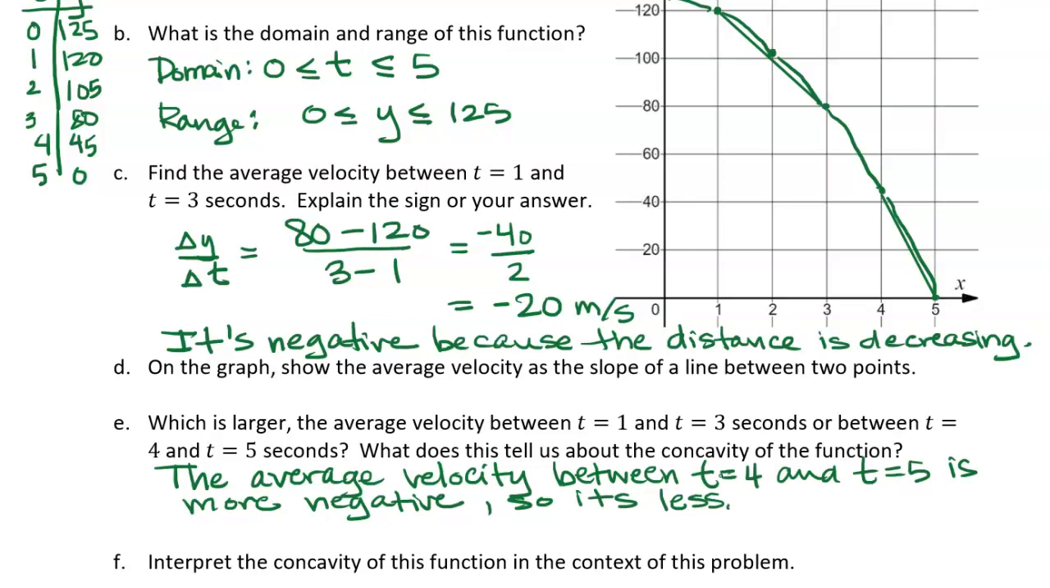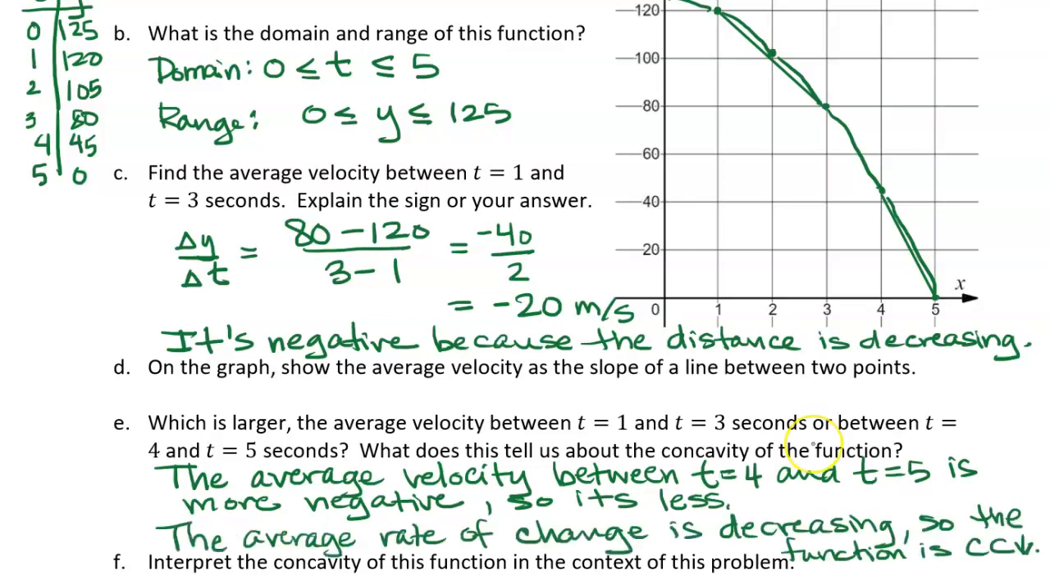It's less negative, so it's larger. So technically, it's larger. Because the average rate of change is decreasing as time goes forward, the graph is concave down, which is what you can see from the graph, right? You can see that it's curved in a downward direction. It's like the right half of an upside down U. So you can see that from the graph, but you can also see it from the fact that the average rate of change is decreasing.